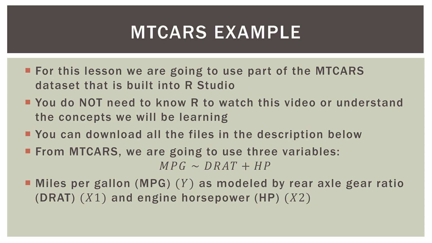DRAT, or the rear axle gear ratio, is a bit harder to explain, but I'll keep it very simple. So the rear axle gear ratio in a car determines at the end how many times the wheels rotate for each time the engine rotates. So let's say that once it goes through all the gears and everything, the engine turns 1 time, and that causes a turn in the wheels, say 3 or 4 times. That's the rear axle gear ratio. That's basically what it means. So we're going to try to explain the miles per gallon, or the gas mileage, using the rear axle gear ratio and the engine horsepower.